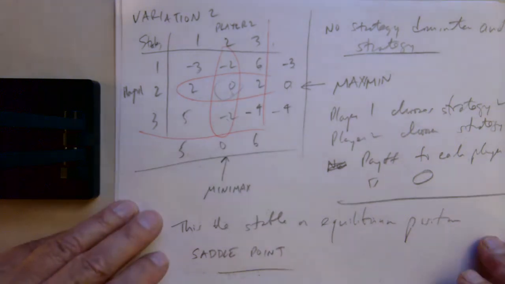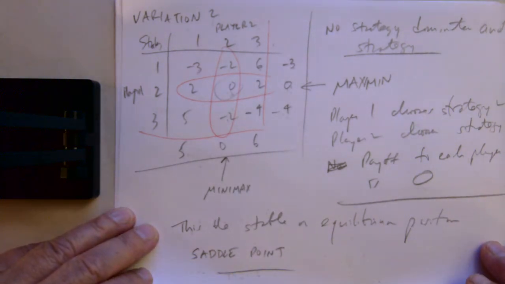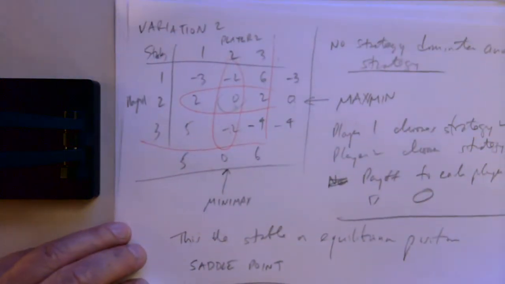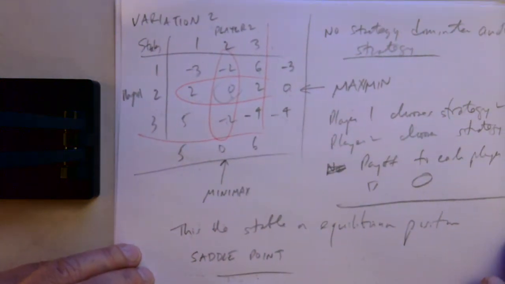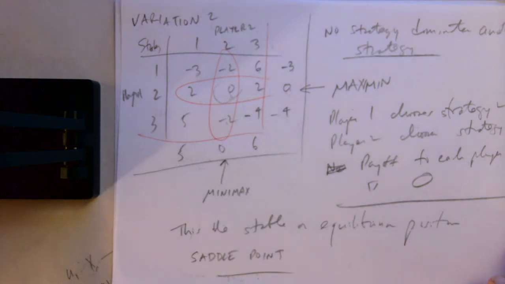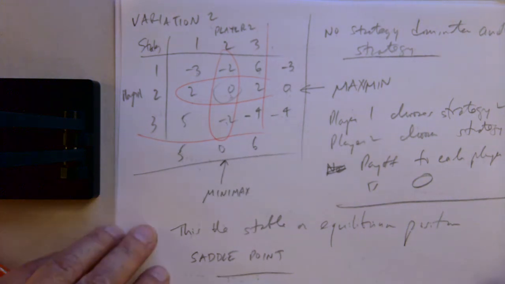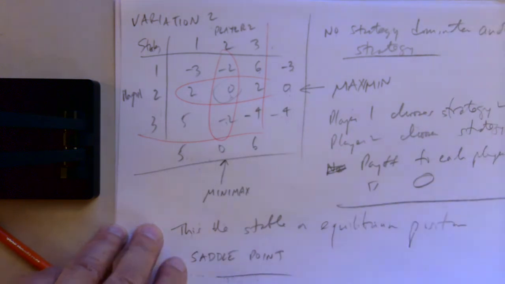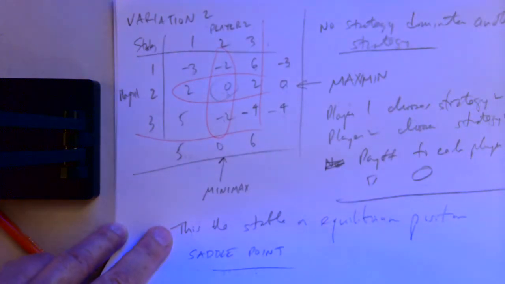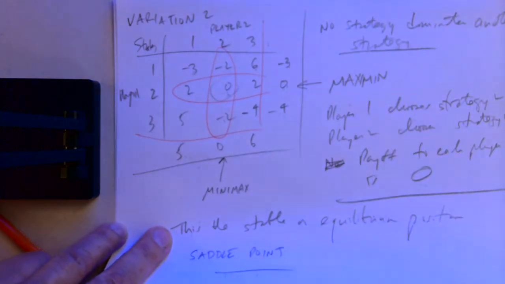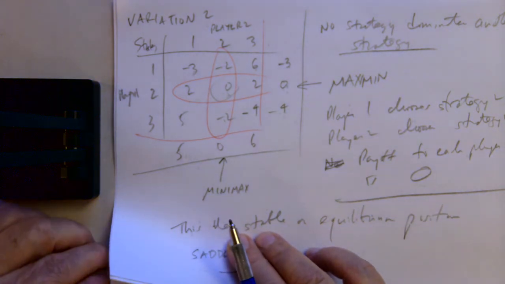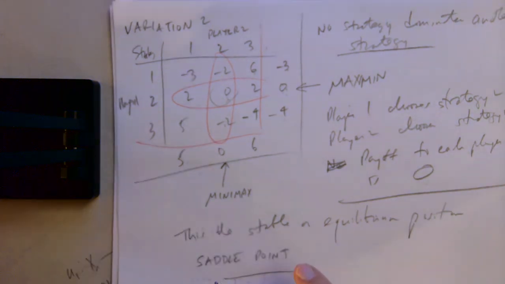Okay, there's a third variation, which I think I will talk about in the next lecture. But I want to do an example of how using dominant strategies can, when it works, give the optimal strategies for both our players.